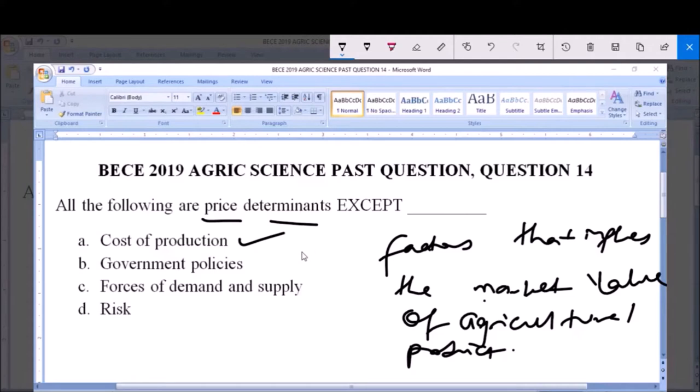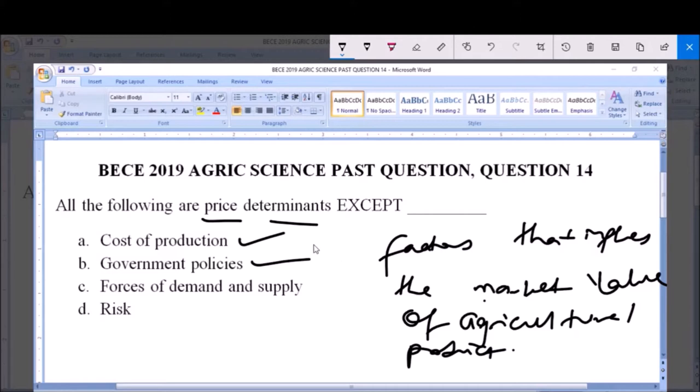Take for instance maybe a maize plantation. The farmer must consider the amount spent, his capital invested in such a maize plantation. And that amount will determine the cost of this product. Now B here says government policies. Government policies also affect the price of agricultural products. It's a price determinant factor.